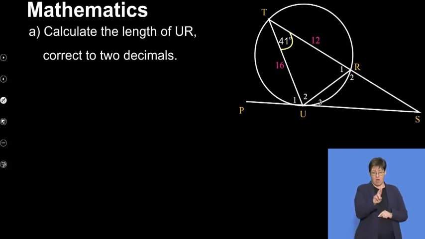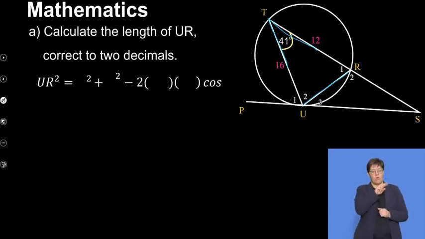Okay, first we're going to find UR correct to two decimal places. This is pretty simple. UR is in this triangle. We've got the V pattern across from it, so we know we're using cos rule. So UR squared is going to equal 16 squared plus 12 squared, minus 2 times 16 times 12, and because we're dealing with UR, the angle across from UR is 41 degrees, so we plonk that in.